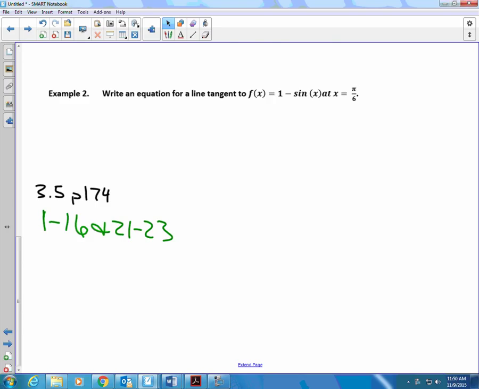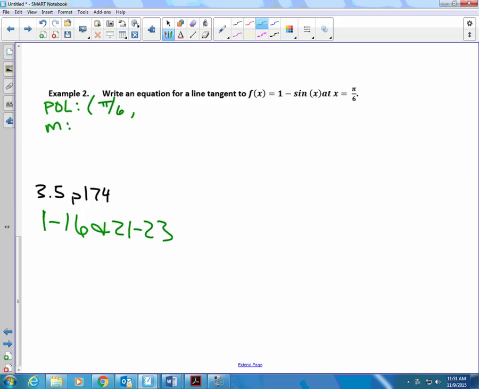And so in order to write an equation for a line, we've seen these type of questions before, haven't we? But we'll always practice them again given new conditions. And that condition today is that we know the derivative of trigonometric functions. So I need a point on the line, and I also need my slope. So who knows what the point on the line is going to be? What's my x value? Pi over 6.